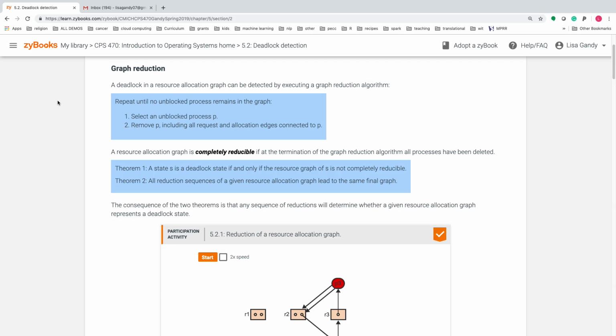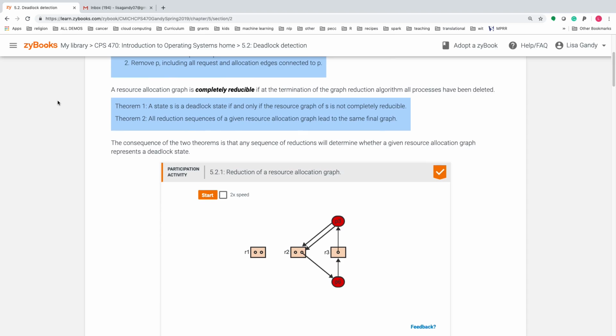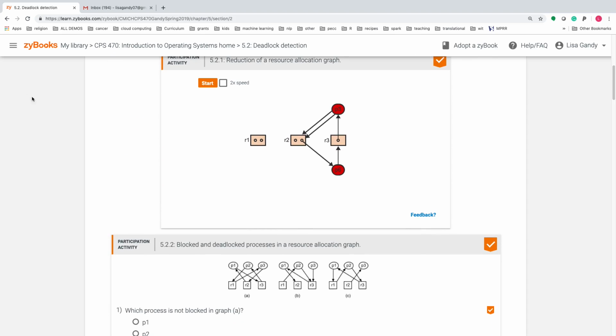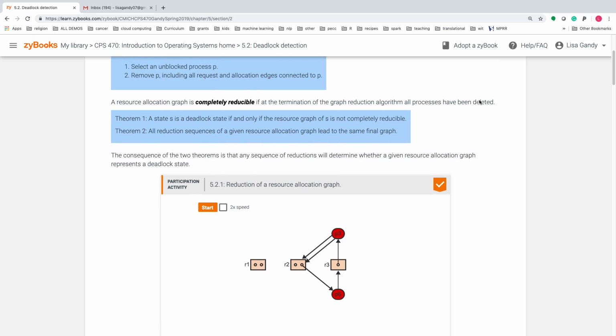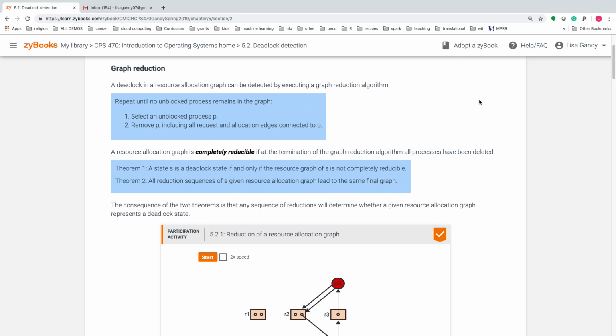Okay, graph reduction. We're going to skip this first part a little bit, do the activity, then go back, because I think this will illustrate it better. The idea is, let's say we have a deadlock. If we take an unblocked process in our resource allocation graph and remove it, and keep doing that, we can figure out if there's a deadlock in the system.